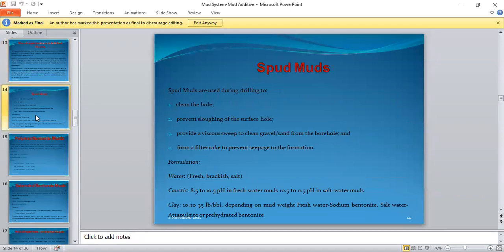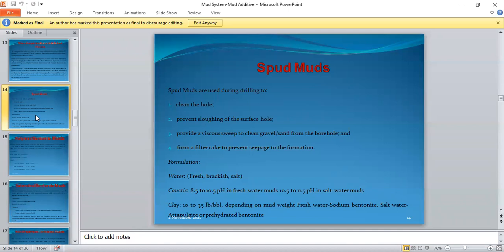Spud muds. In the next 3 slides, I will take a break for question and answering. Spud muds are used during drilling. One, to clean the hole. I want us to take note. To clean the hole, prevent sludging of the surface hole.